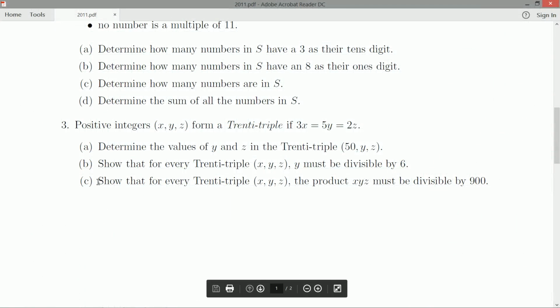Now C part, show that for every triple, the product x, y, z must be divisible by 900. Okay, so 900, a lot bigger. It was a little clear where the 6 was coming from, you know, the 2 and the 3. And we got 6 dividing y. But where does the 900 come from?